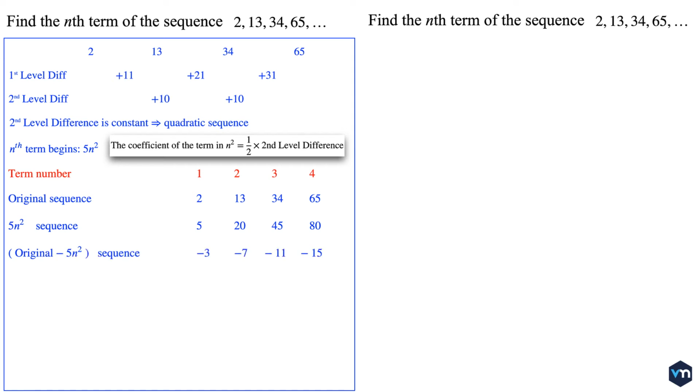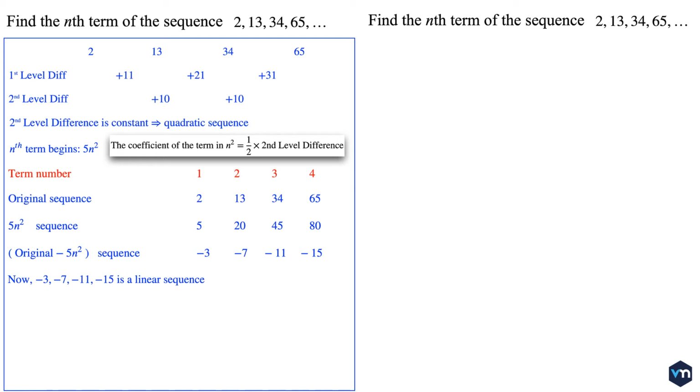The original sequence subtract the 5n squared sequence gives 2 minus 5, which is minus 3, 13 minus 20, which is minus 7, 34 minus 45, which is minus 11, and 65 minus 80, which is minus 15. Now, minus 3, minus 7, minus 11, minus 15, and so on, is a linear sequence.